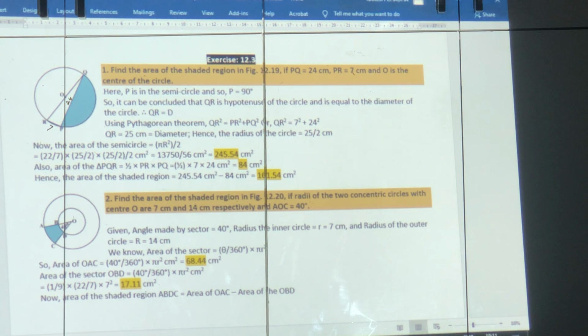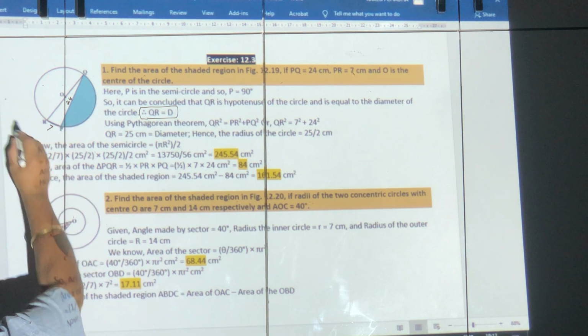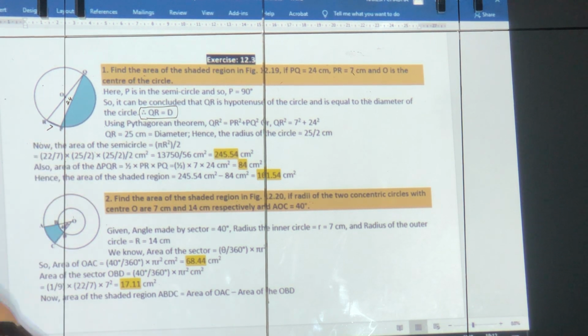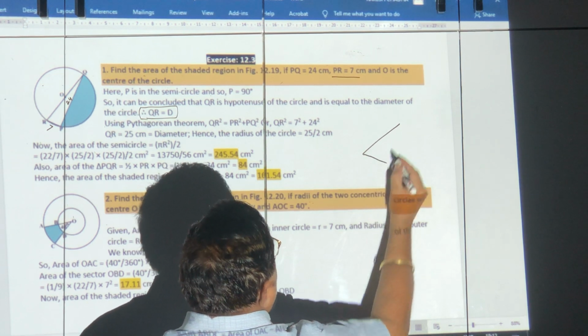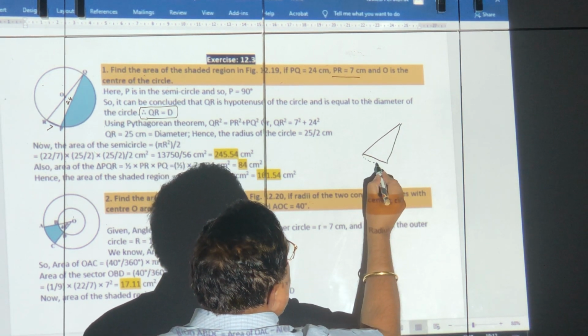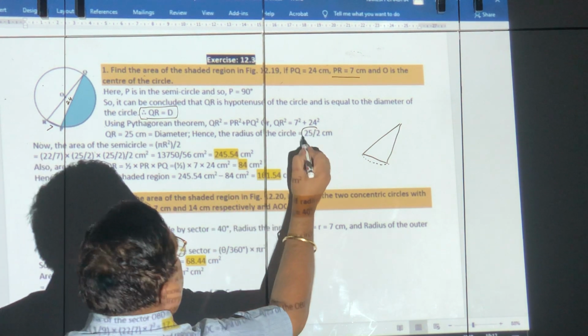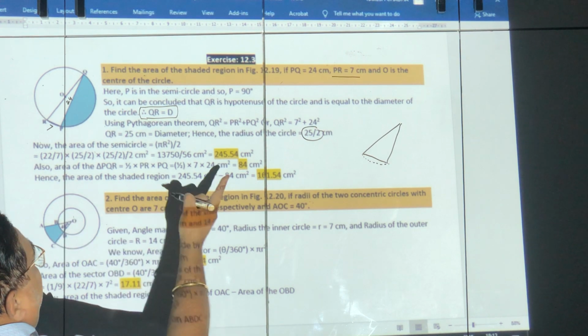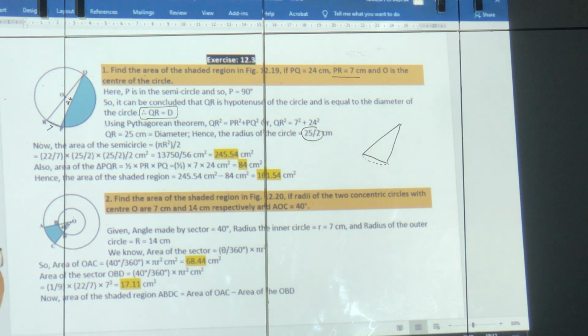QR we have written is the diameter. Then in this triangle we will use Pythagoras. We will join RP because they have given us PR is 7. They didn't write arc, they wrote PR. Please, my friend, a very small line is there. Don't see the circle. They told the length, they didn't say arc. So using Pythagoras, I will get the radius. Please remember, radius at the point of contact is supposed to be 90 degrees.